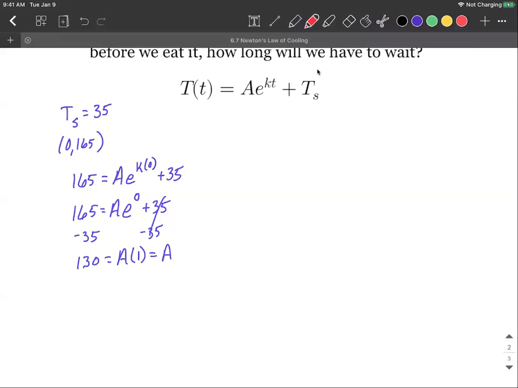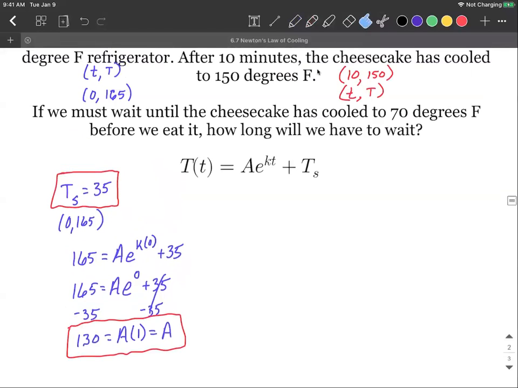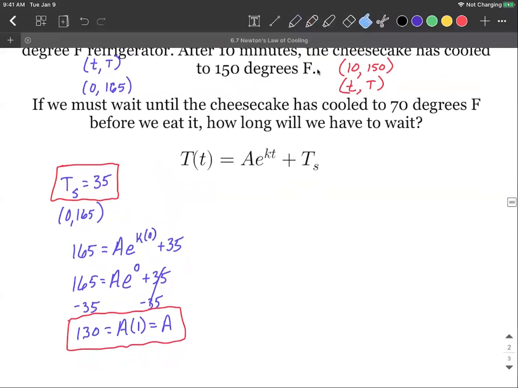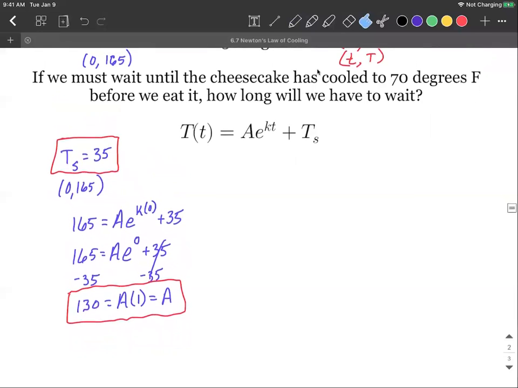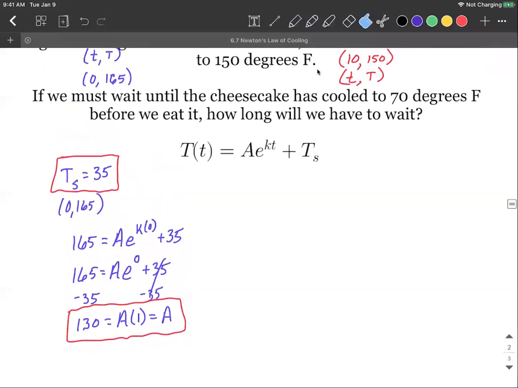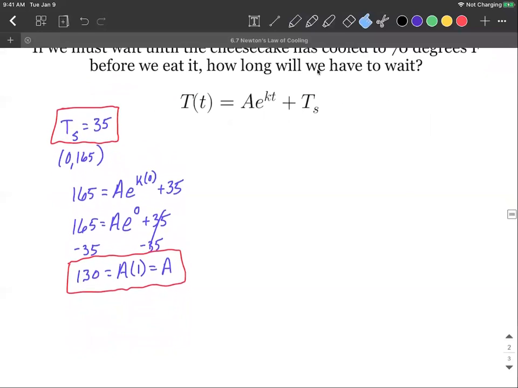So kind of outlining exactly what we know, this is going to be the same the rest of the way through. And then we know A is going to be 130 the rest of the way through. Well, what information haven't we used yet? We haven't used this other ordered pair that we found, right? 10, 150. So let's try plugging that in using the other information that we know. So remember, that's going to be 150 goes on the left side, it's a temperature, and 10 is going to go in for little t.